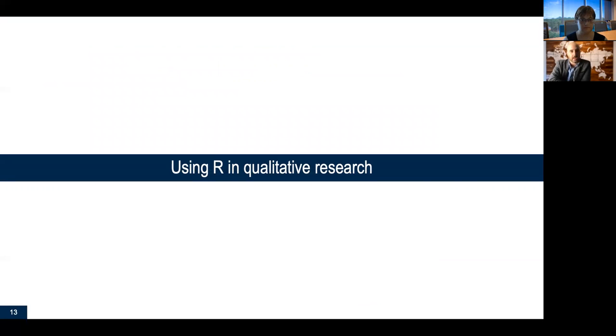All right, so I'm going to turn it over. So just in general, that was a brief walkthrough of how to do some basic statistical analyses in R. And now I'm going to turn it over to Renata, who's going to walk through qualitative research. Yes, thank you, Chris.